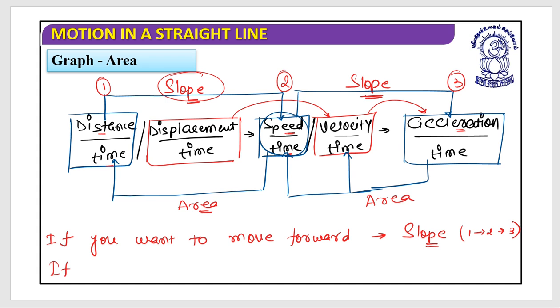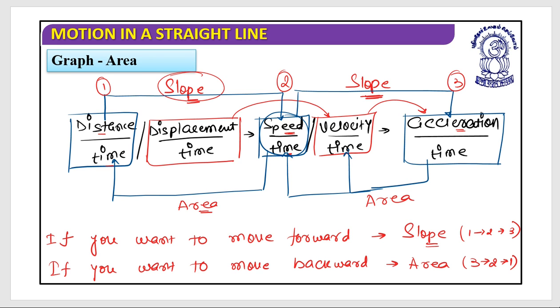Next, if you want to move backward, you need to find out the area. When I say backward, I mean from graph 3 or situation 3 to situation 2, situation 2 to situation 1. Can you understand these things? So now just visualize these things. Close your eyes and try to remember what I said.